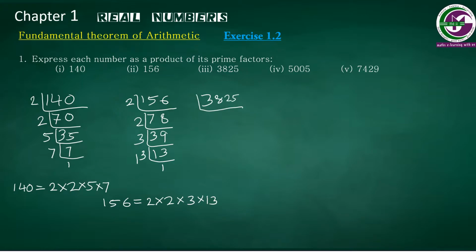3825. Since the last digit is 5, the easiest number is 5. So you can start with the 5. It is not necessary that you must always start with the smallest number. It is better, but if you are getting any other prime numbers which you can easily simplify, you can start with that. So I'm starting with the 5.